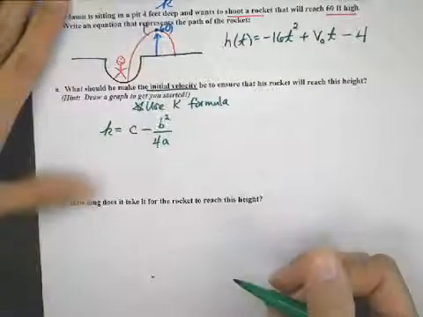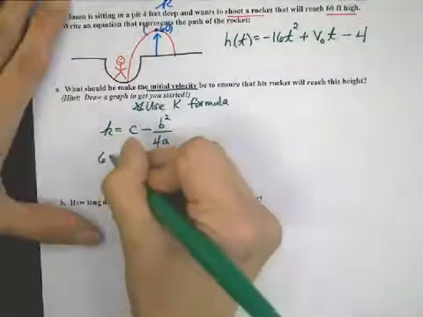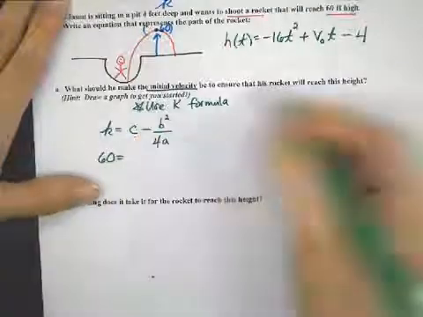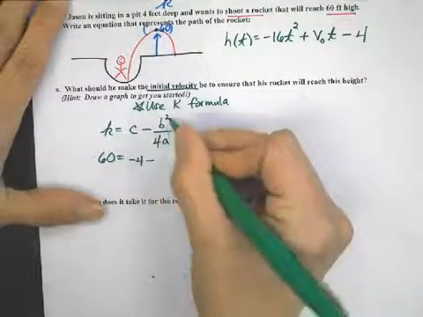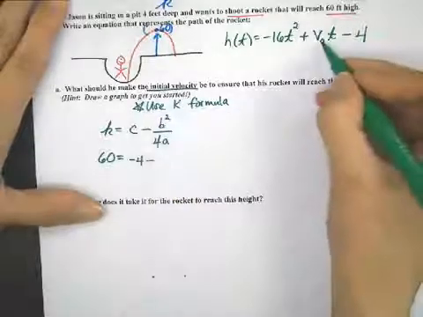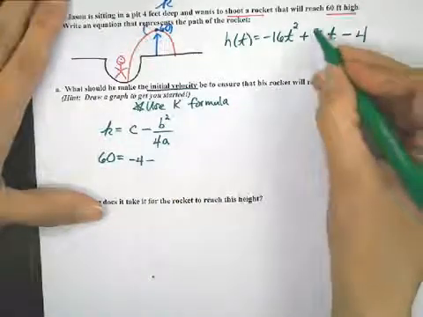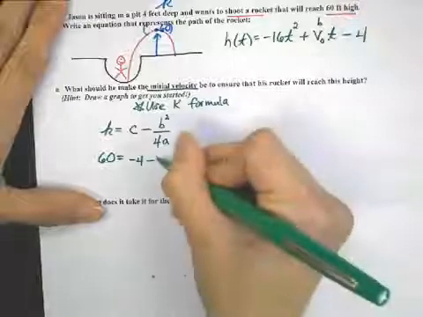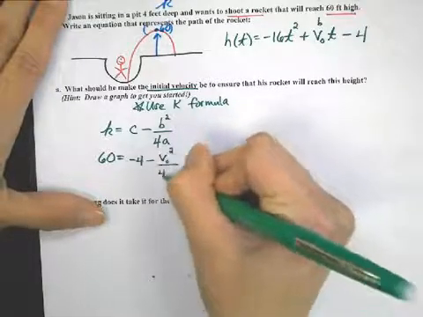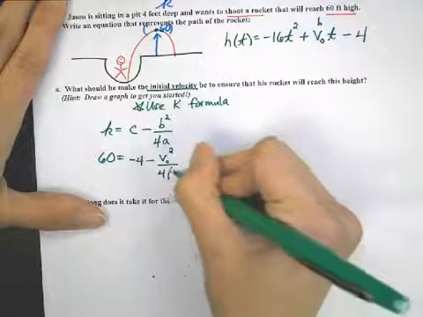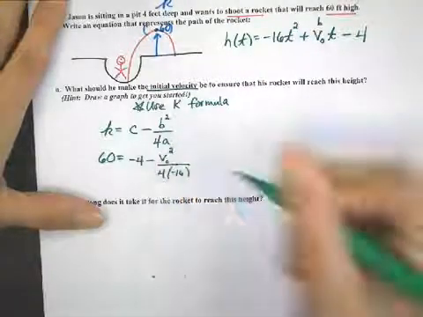All right, give me a K. 60. Give me a C. Well, the C is negative 4. Okay, give me a B squared. Well, the B value here was something we didn't know. It's V naught. So we're just going to write V naught squared over 4, and the A value is negative 16.